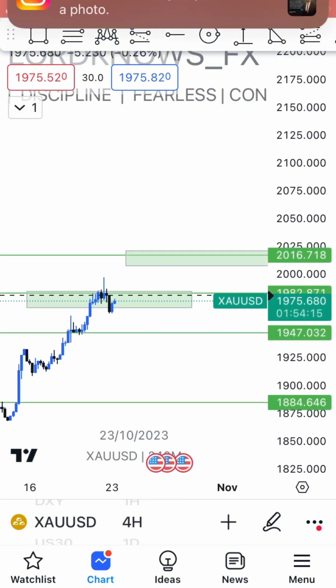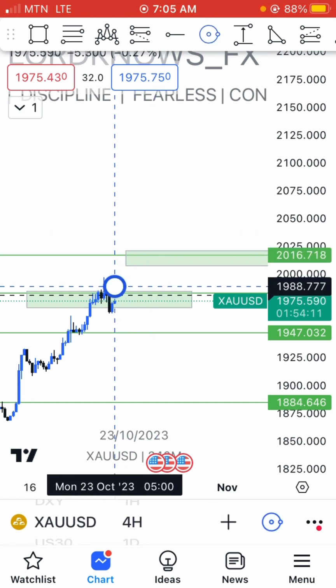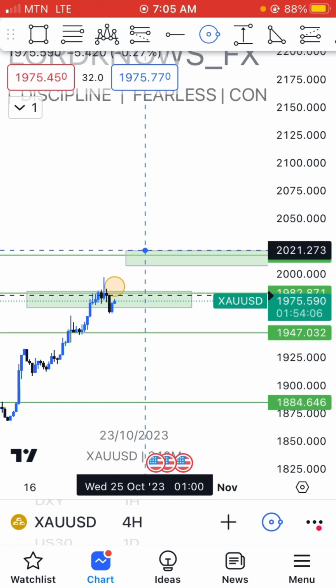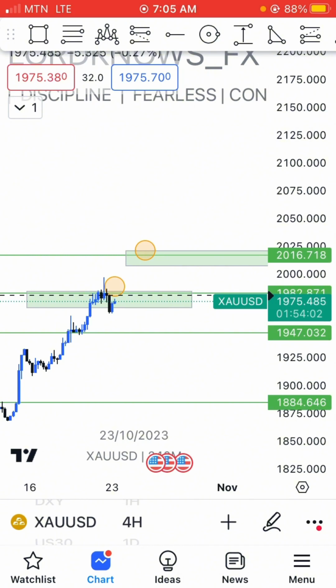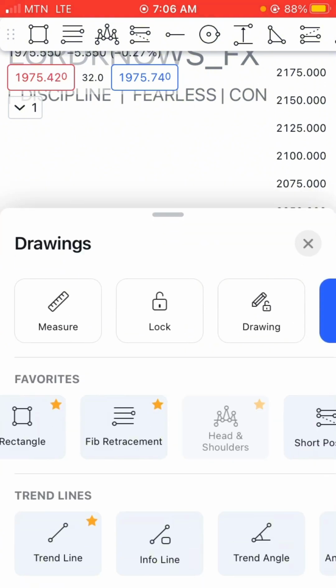So you see with this, if there is a break here, it will now further come for this zone here. Then you see a reaction. You see, that's what I'm talking about. So that's for gold. What I'm expecting for gold is for X.